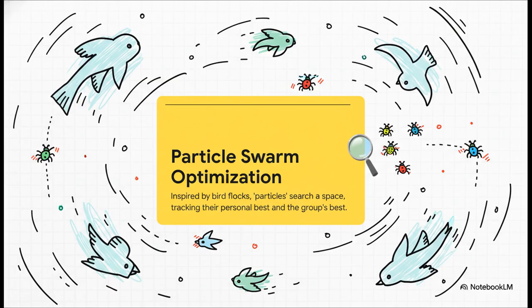Imagine a group of these particles searching for the best solution to a problem. Each particle remembers its own personal best find, but it also knows about the single best discovery made by the entire group. And that social feedback helps the whole swarm quickly zero in on the best answer.